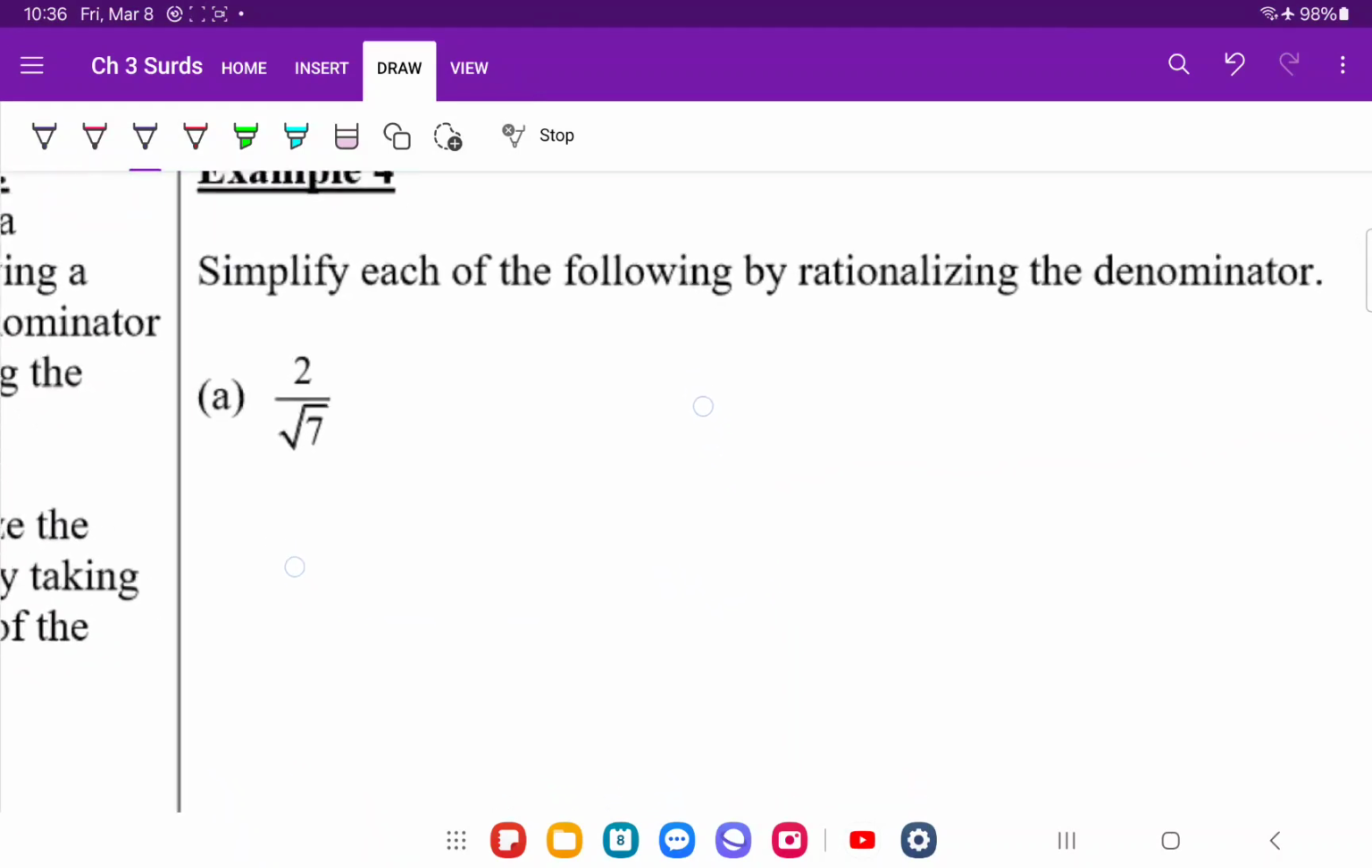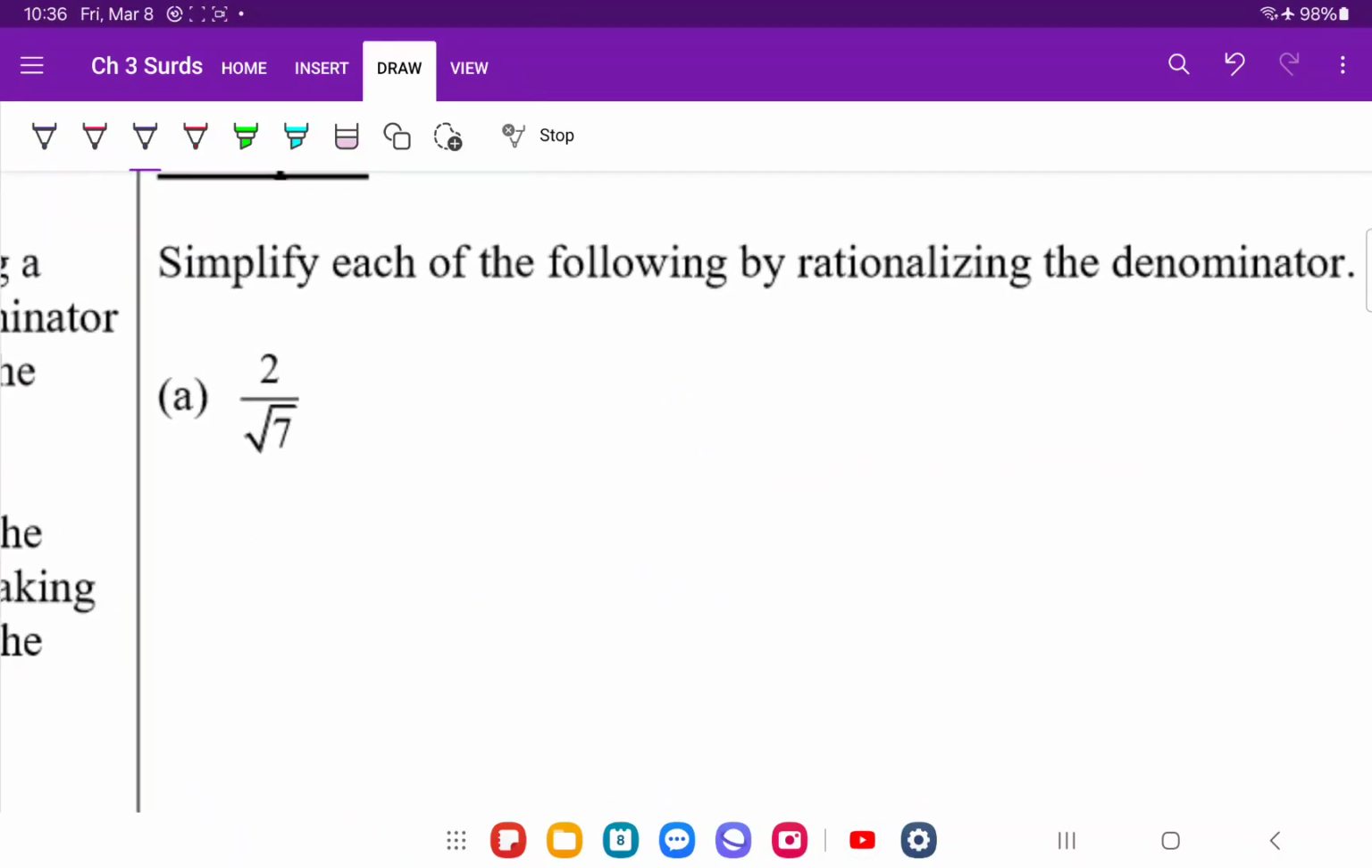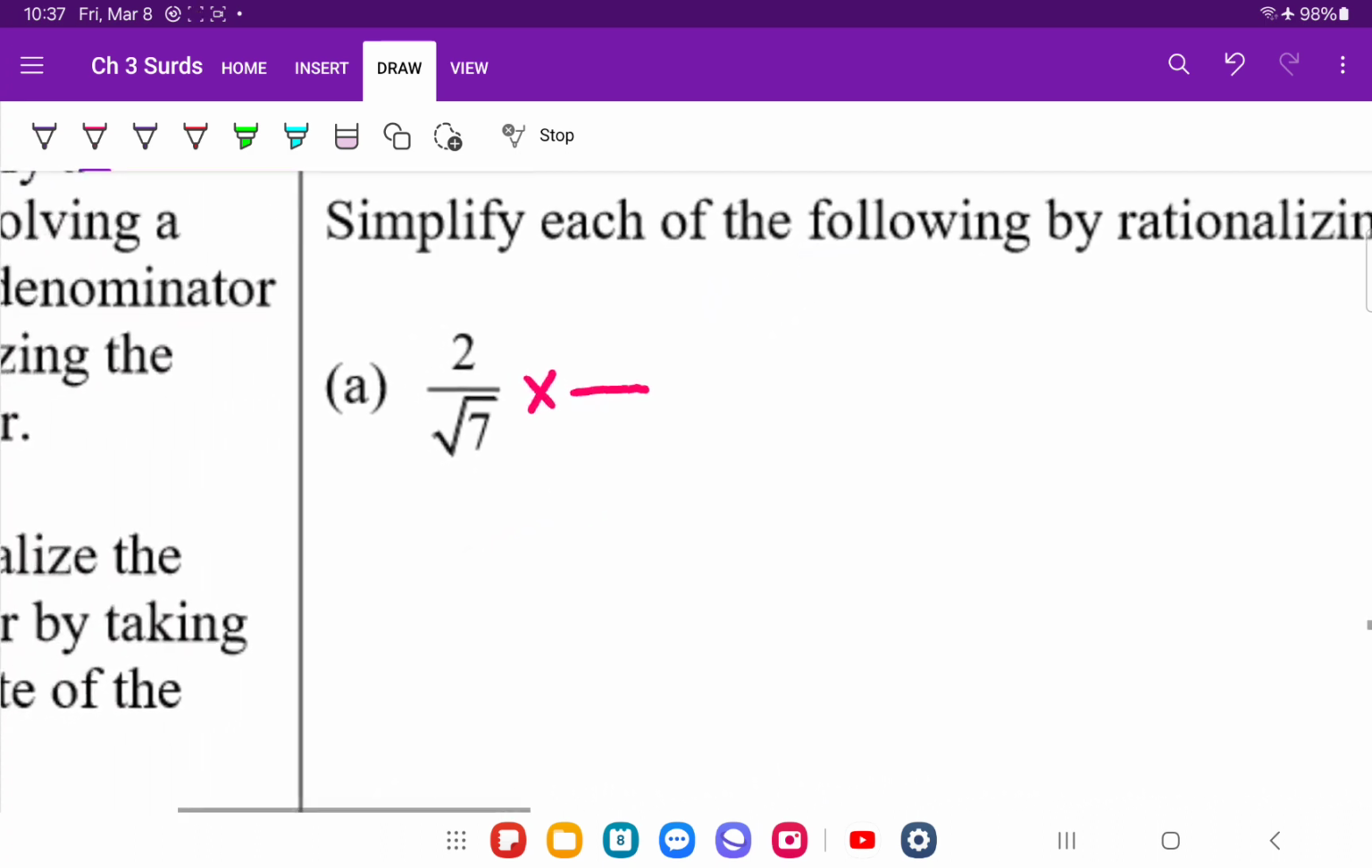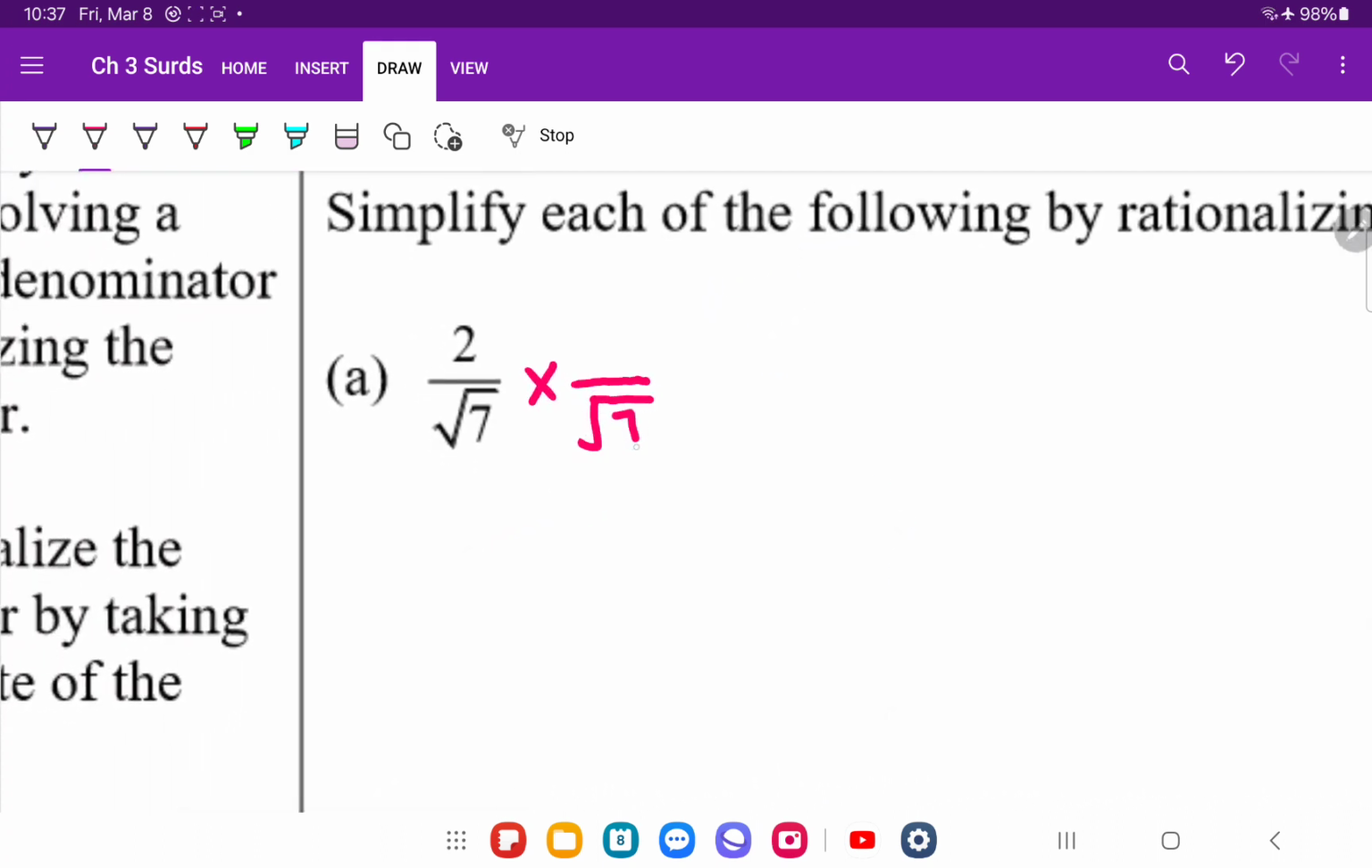Simplify each of the following by rationalizing the denominator. I'm going to use the red pen for the conjugate surd. Now, what is the conjugate surd for square root 7? When it's a single term, we don't need to worry about plus and minus. You can straight away times square root 7. This one we don't need to worry about conjugate. Conjugate comes when you have plus and minus.